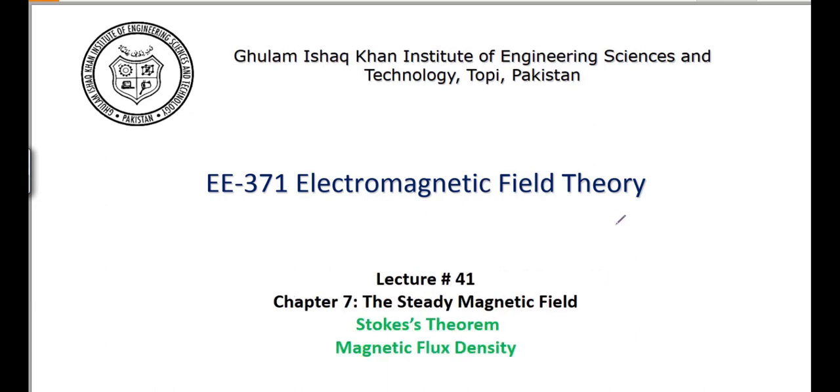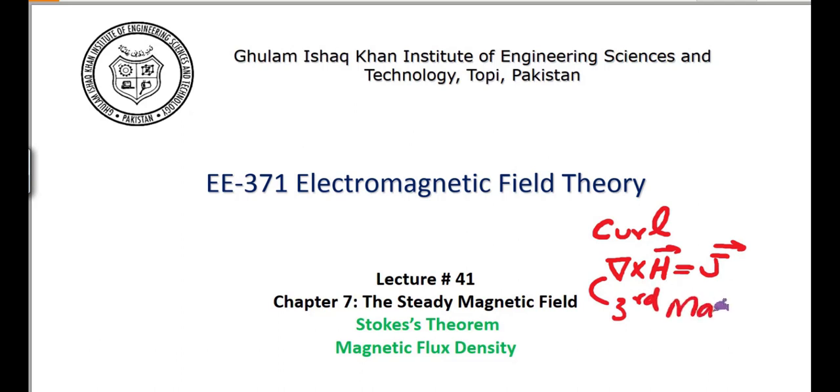In the previous lecture, we discussed an operator called the curl operator. We discussed that this is an important operator in vector analysis, and at the end of the discussion we obtained the curl of the magnetic field intensity, which is equal to J, and this is also called the point form of Ampere's circuital law. So the curl gives you the point form of Ampere's circuital law, and this is also called the third Maxwell equation. This is what we discussed in the previous class.